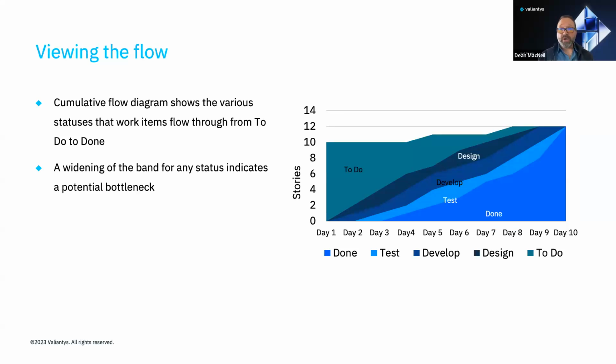Aside from Scrum and Kanban boards in Jira, there are useful reports for viewing flow, including the cumulative flow diagram. It shows the various statuses that work items flow through, from to do to done. A widening of the band for any status indicates a potential bottleneck. The diagram is also useful for measuring the flow.